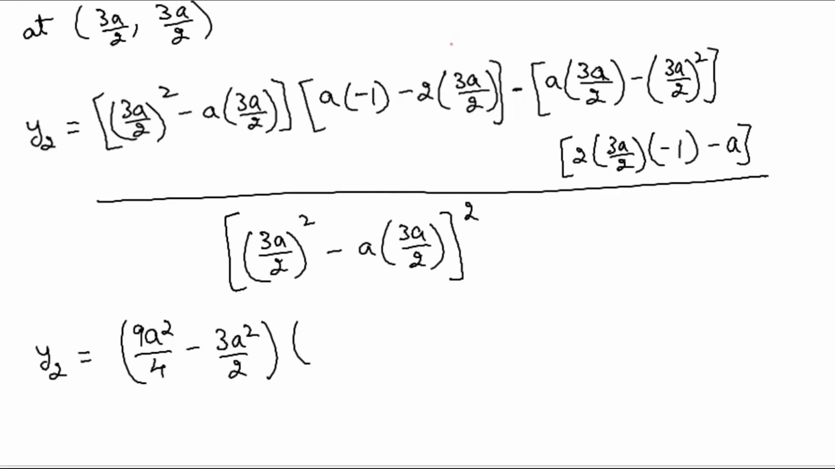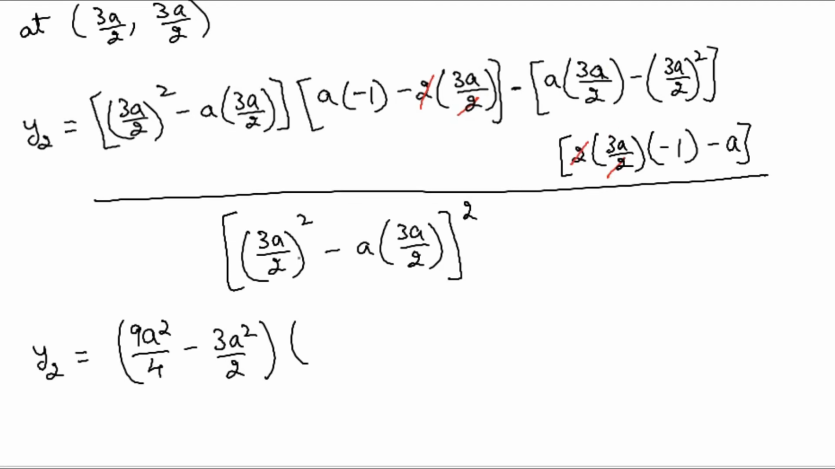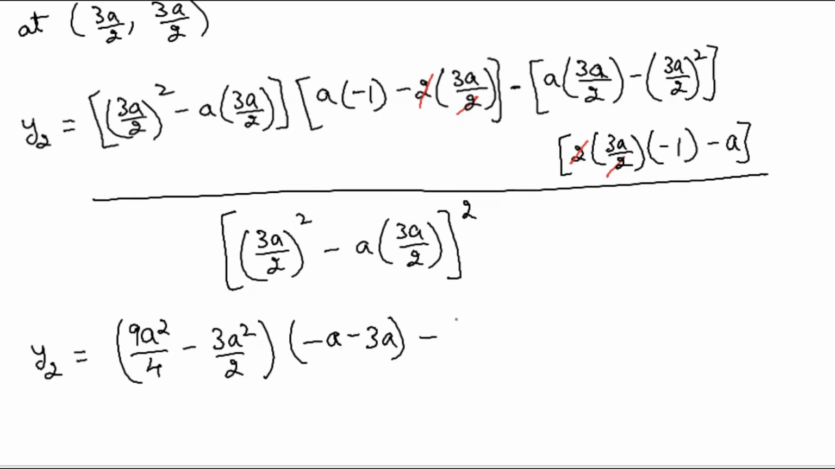In the second term, we can see this 2 and 2 will cancel out. Here also you can see this 2 and 2 will cancel out. So if we simplify, this becomes minus of a, it is minus of 3a. Minus of, you have this expression to be equal to 3a square by 2 minus of 9a square by 4 into the next term that you have, minus of 3a minus of a.